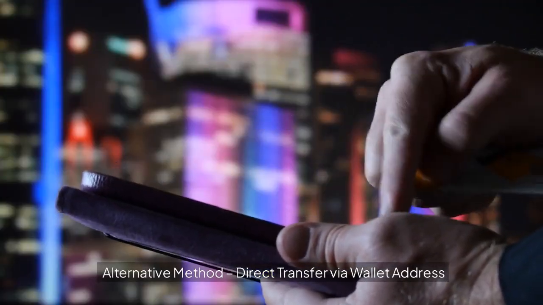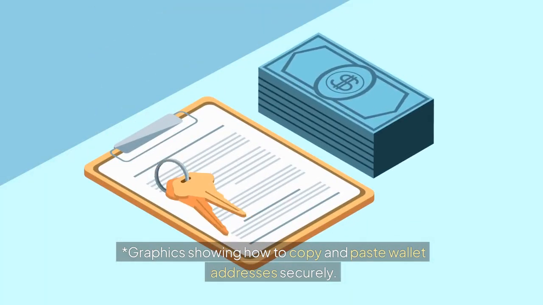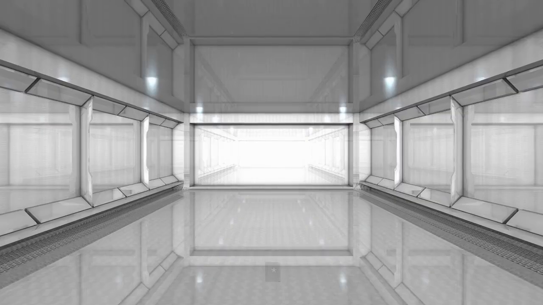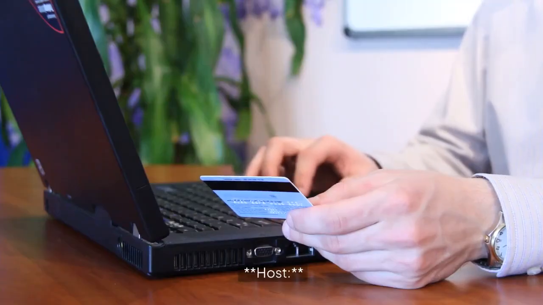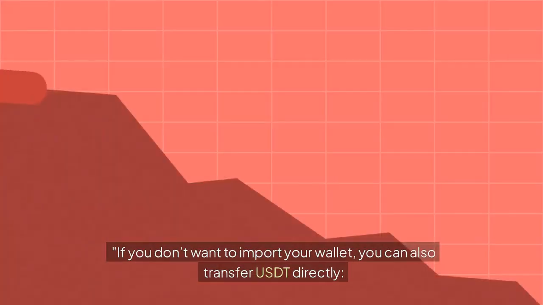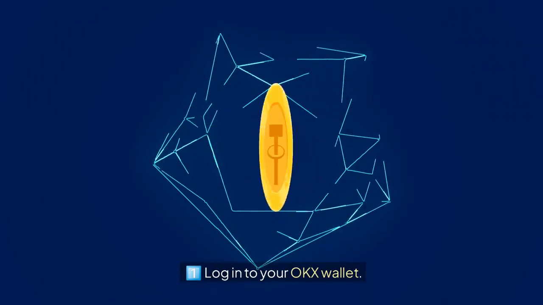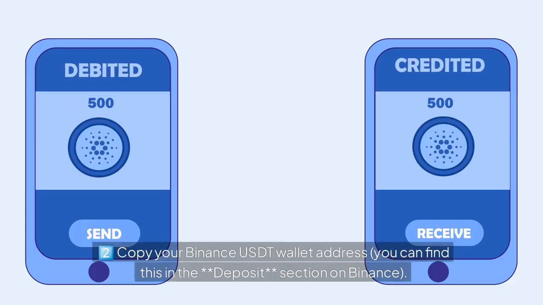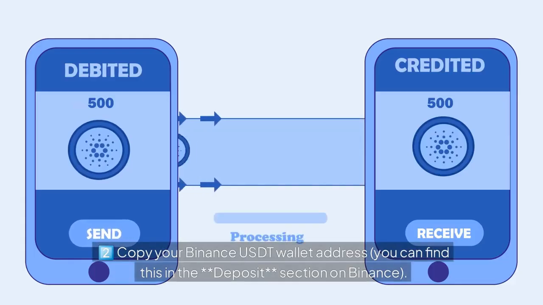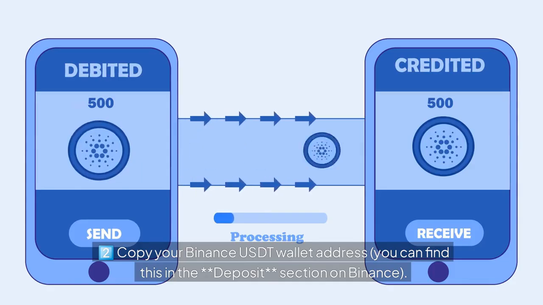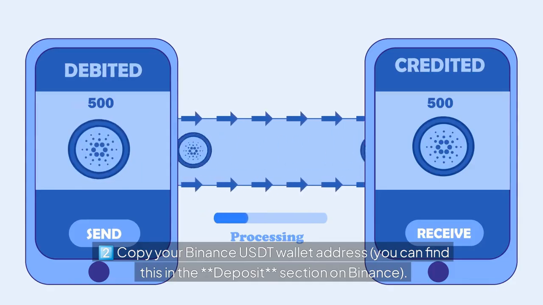Alternative method: direct transfer via wallet address. If you don't want to import your wallet, you can also transfer USDT directly. 1. Log in to your OKX wallet. 2. Copy your Binance USDT wallet address. You can find this in the deposit section on Binance.